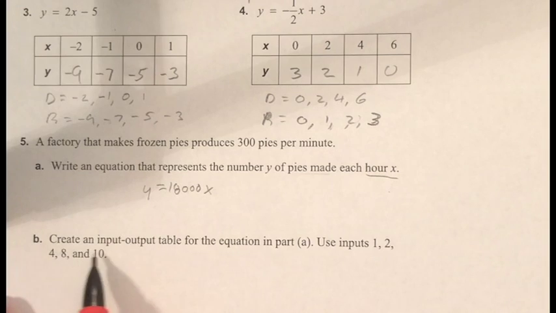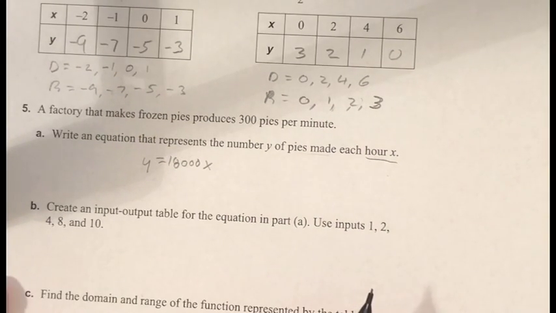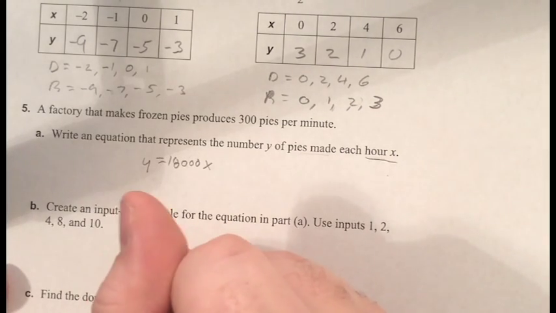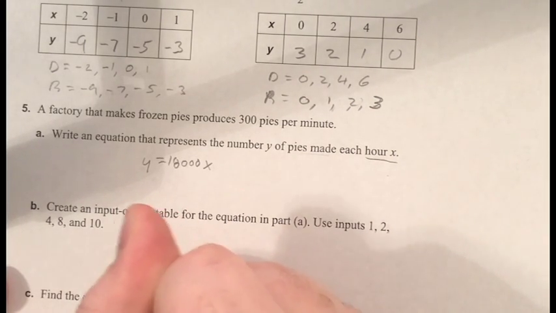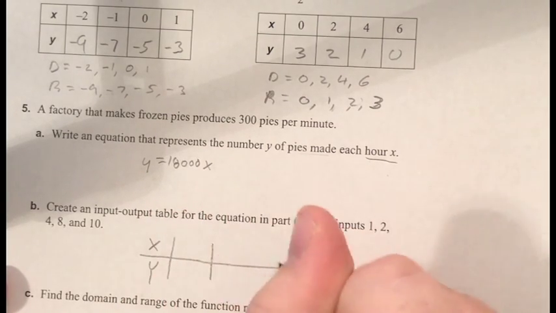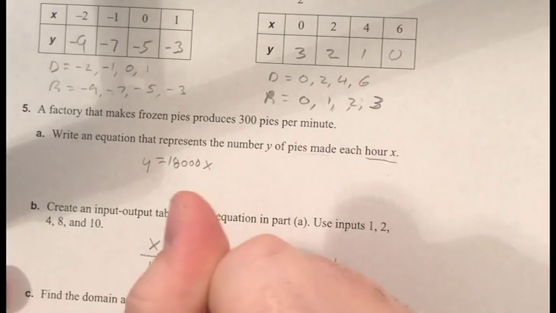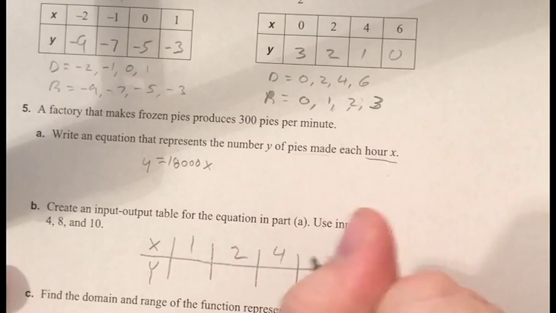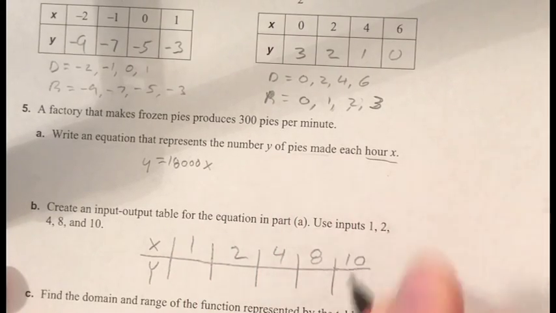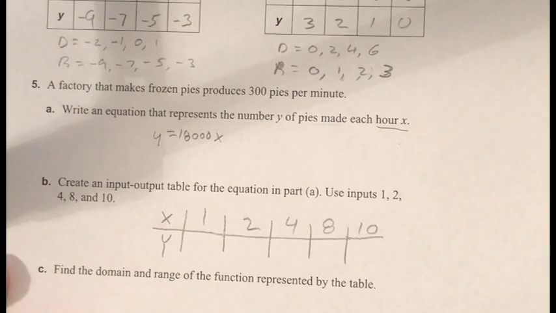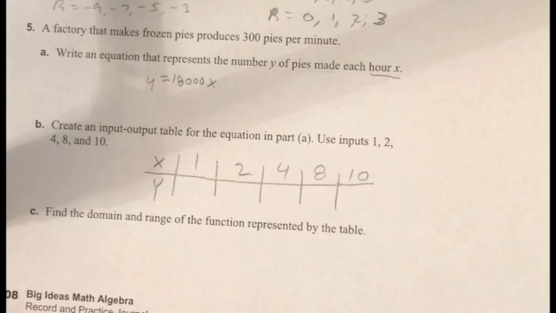So create an input-output table for the equation in part A. Use inputs 1, 2, 4, 8, and 10. Well, basically all you're doing is creating a table just like this. Nothing complicated. 1, 2, 4, 8, and 10. And this is where I'm actually going to stop the video. Your job now is to fill out the rest of this table, and then for C, find the domain and range of the function. It's pretty self-explanatory. Remember that when you write your domain and range, you're always going from least to greatest.